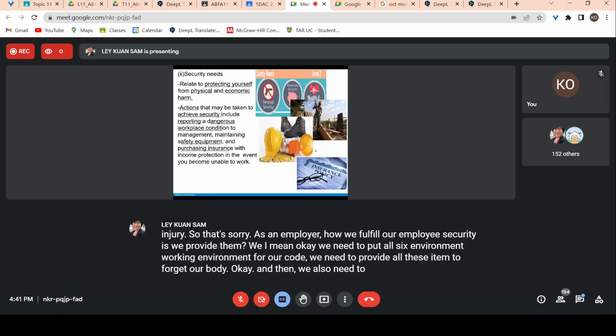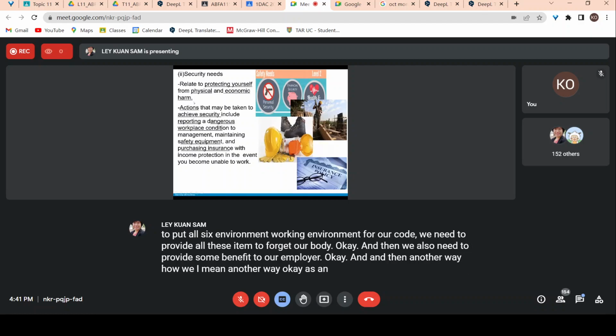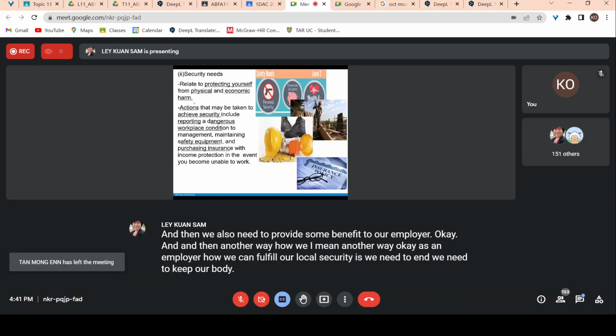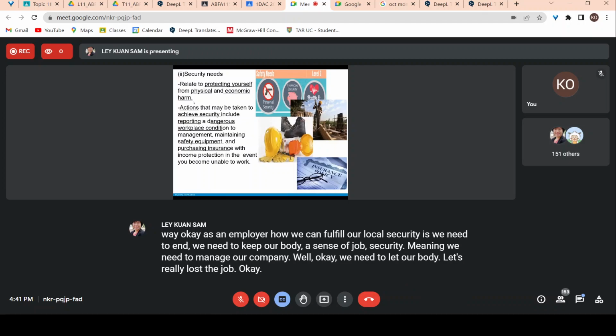And then we also need to provide some benefit to our employee. Okay. And then another way as an employer we can fulfill our worker security need is we need to give our employee a sense of job security, meaning we need to manage our company well. Okay, we need to let our employee worry less that they will lose the job. Okay.